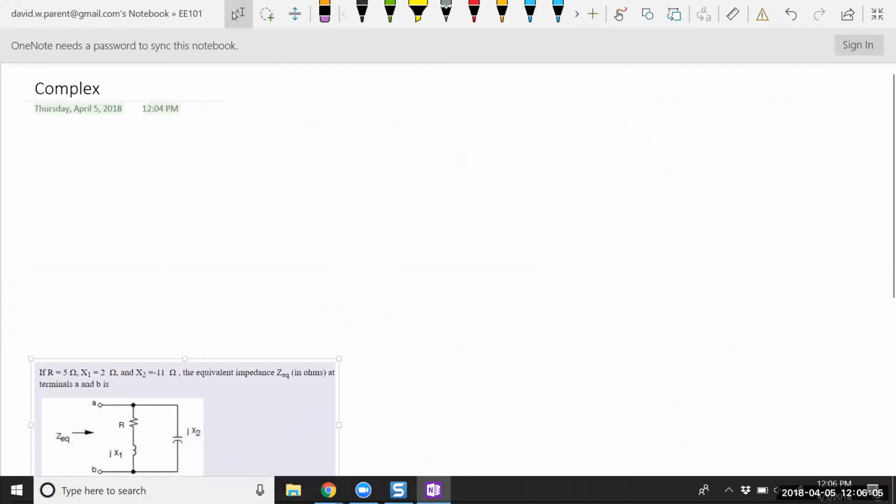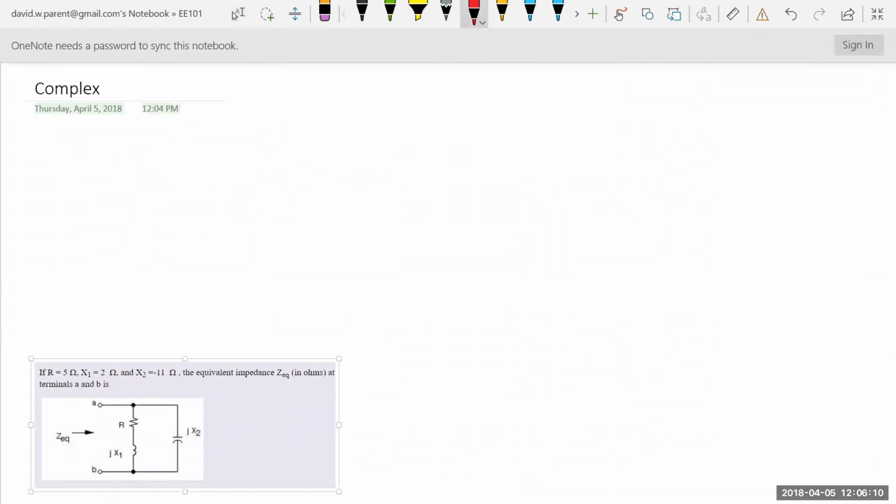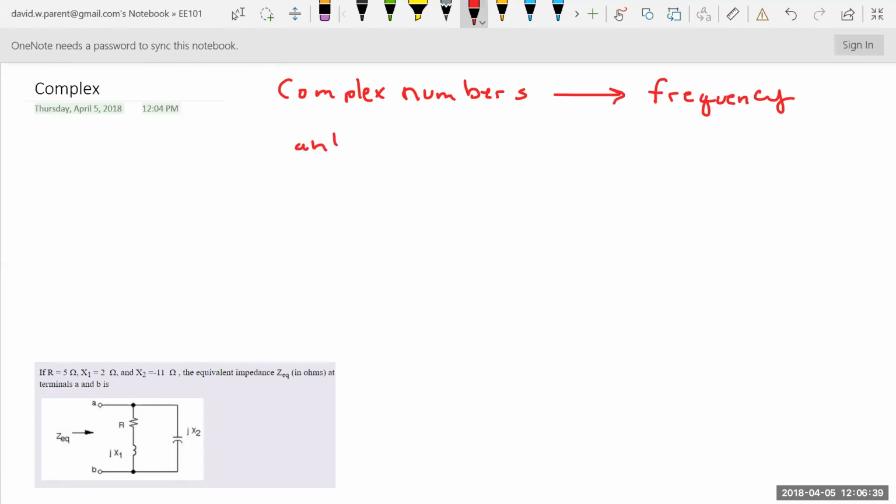All right. Today we're going to start complex numbers, but really complex numbers, right, really relates to frequency and energy storage.